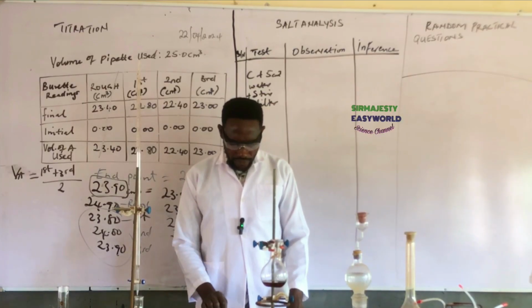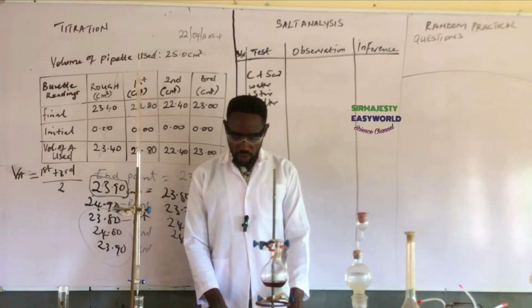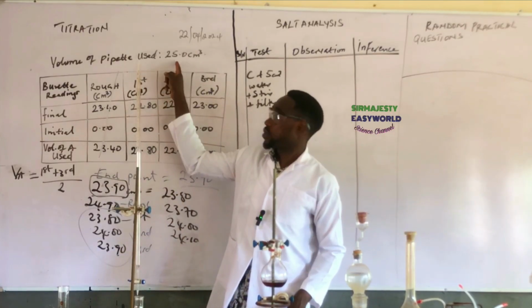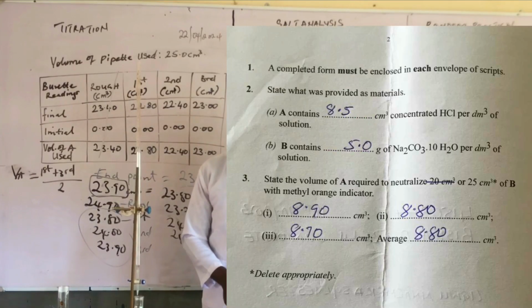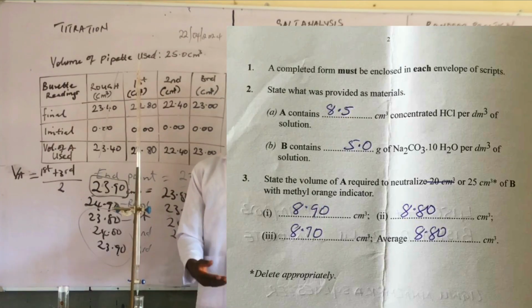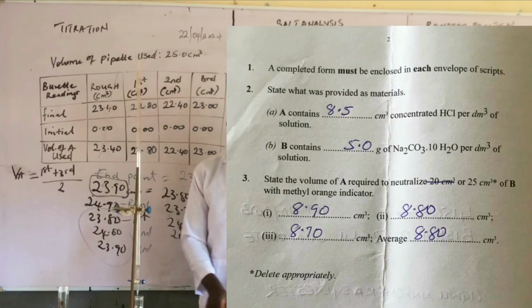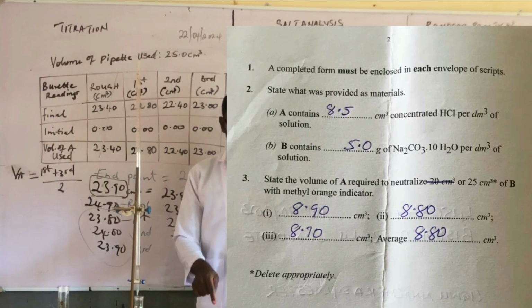Then they say state the volume of A required to neutralize. This is very important. To neutralize, you will now try to justify what your students write. If you don't cancel, they tell you delete appropriately. If you don't cancel that 20 or 25, you leave 20 and 25, what would they judge your students with? So you must cancel. If you use 20 for your own sample of the pipette, you cancel 25. If you use 25, just cancel 20. That's what they mean there.